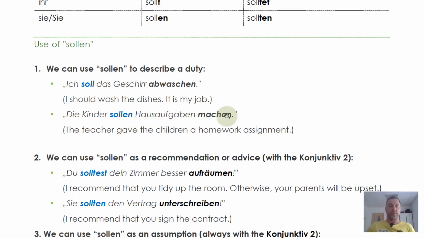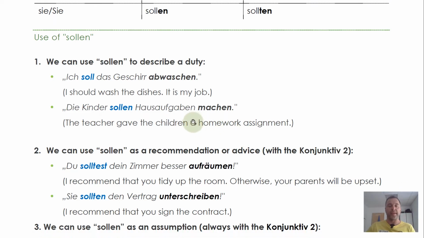Die Kinder sollen Hausaufgaben machen. So it means the children should do homework in terms of the teacher gave the children some homework assignment and they're supposed to do that right now.